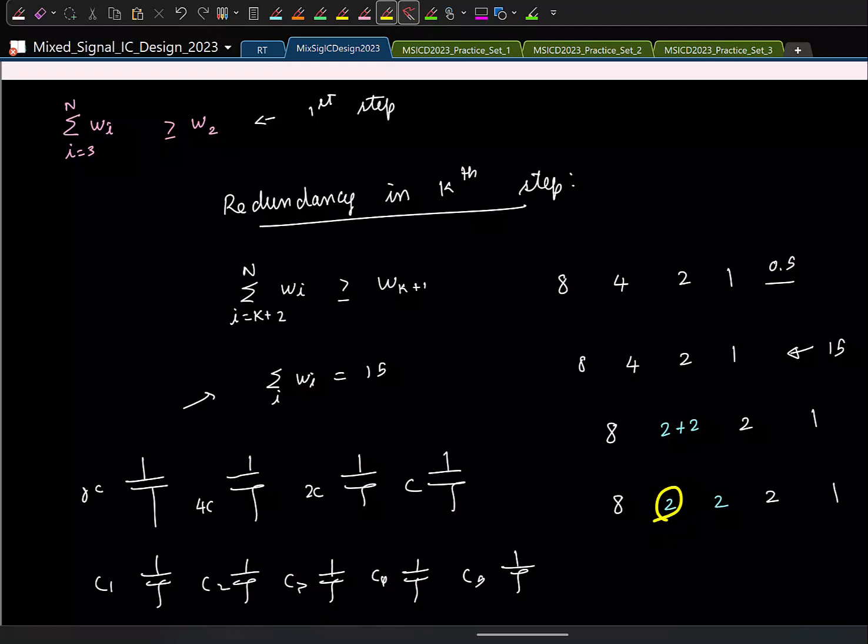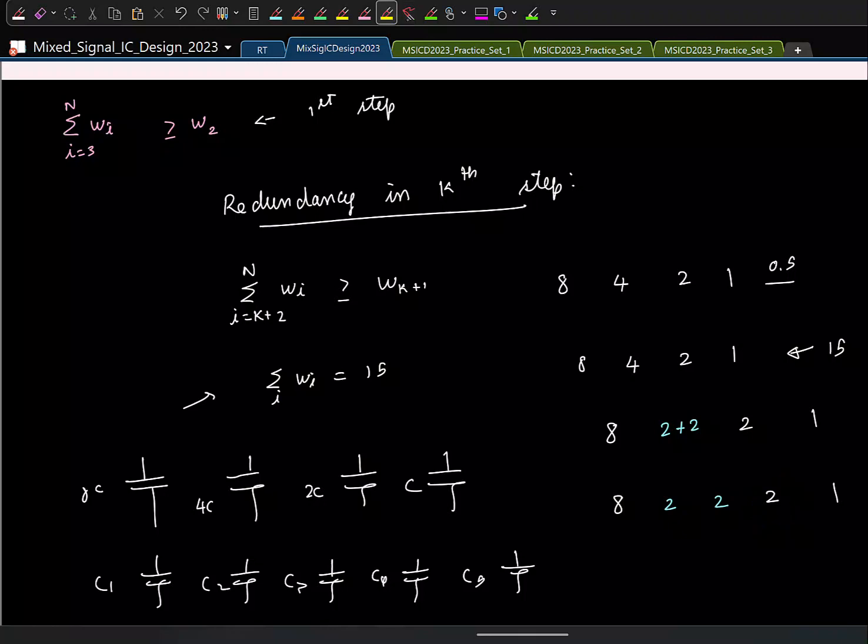Let's see, do we have redundancy in the second step? So I'm looking here now. The number of wrong steps I can take here is how much? 2. Okay. Now, the number of corrective steps I can take is greater. So I should still have redundancy in the second step also. But in the third step, the wrong step I can take is 2, and the correction I can do is only 1. No redundancy in the third step.